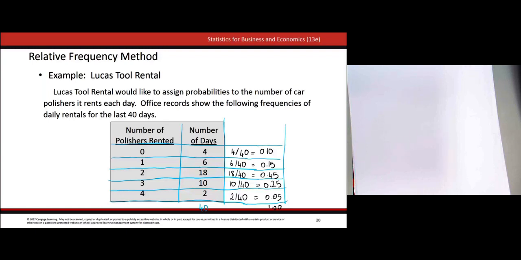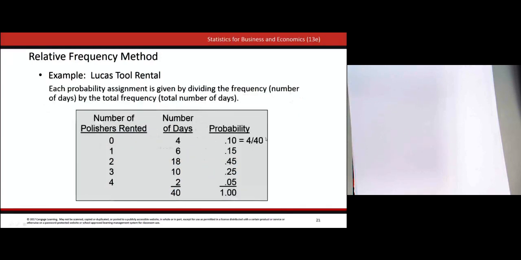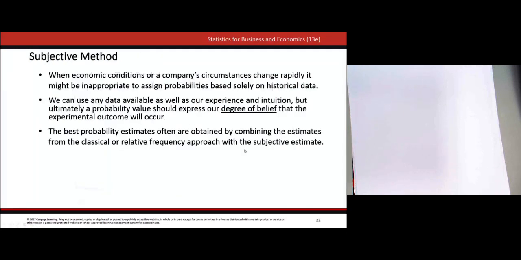So what's the probability of renting 4 polishers in any given day? Based on the relative frequency method, it is 0.05. What's the probability of renting 3 polishers in any given day? 0.25. This is the relative frequency method. You calculate the relative frequencies, and they are the probabilities. Frequency divided by total number of days. You can also use the subjective method.